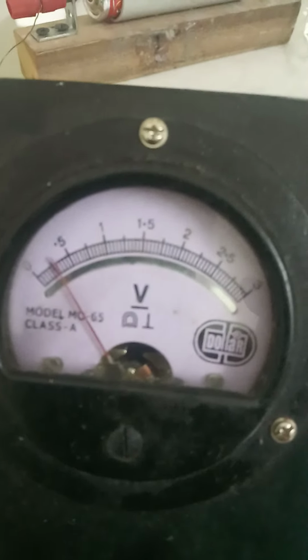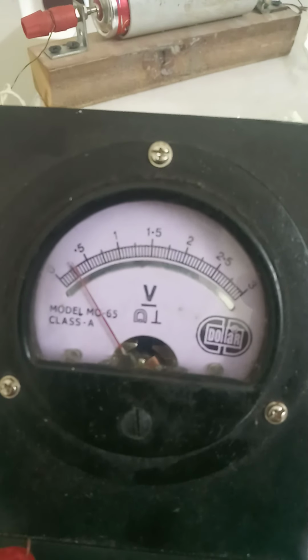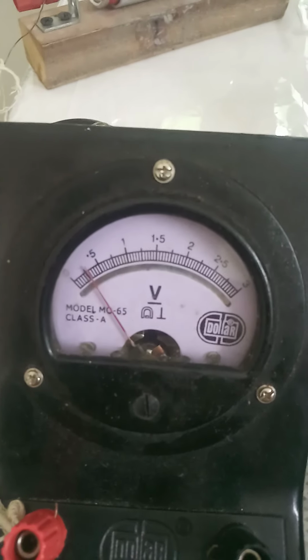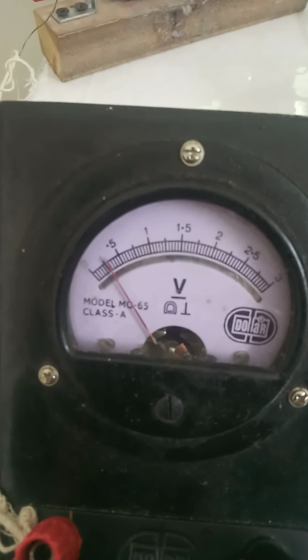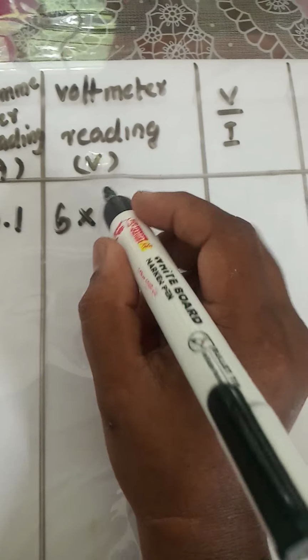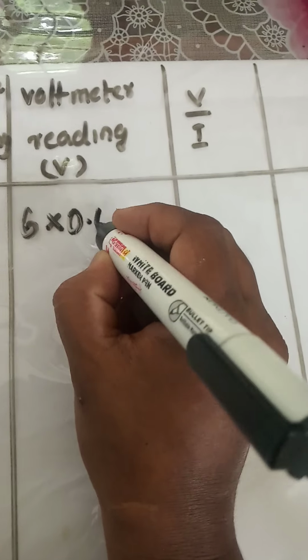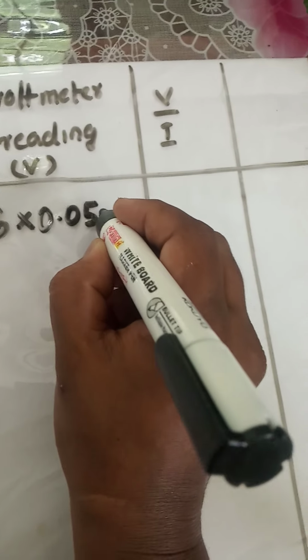Then we can measure the voltmeter reading. See, the pointer on this voltmeter is on the sixth division. So sixth division, 6 into the value of the smallest division, that is the least count of the voltmeter, 0.05, that is 0.3. 0.3 is the voltmeter reading.